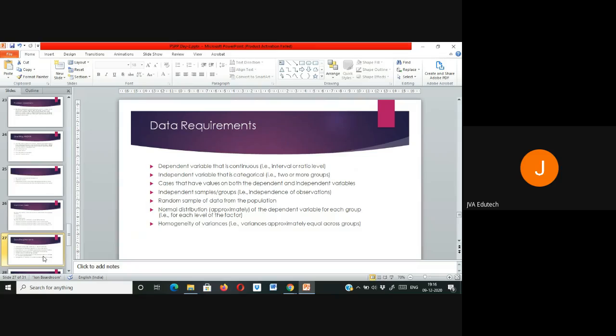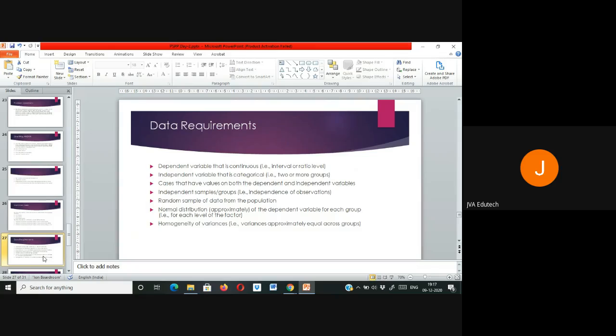You should have cases that have values on both the dependent and independent variables. Whatever the values, whatever the cases you have collected, they should have their representation in both the dependent and independent variables. There should be independence of observations. The observations should be mutually exclusive of each other. They should not influence, meaning no group should influence the other group. Otherwise, the p value will be wrong.